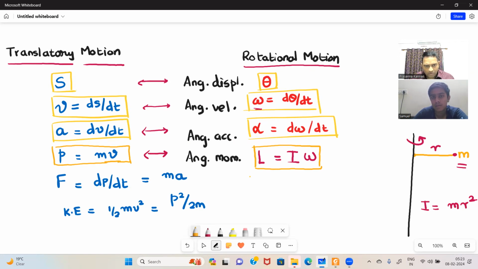What you have to understand is wherever mass is used in translatory motion, the equal matchup in rotational motion is I. Mass was the inertia in linear motion. I is called moment of inertia. Moment of inertia is for rotational motion. And you can understand it is going to be a function of not only mass, but also what?